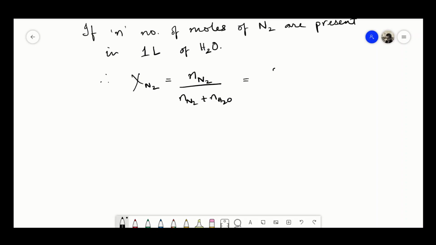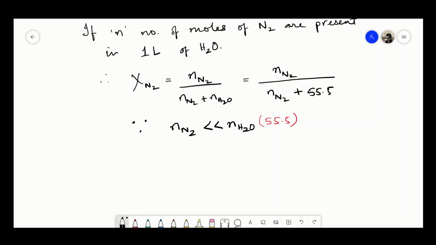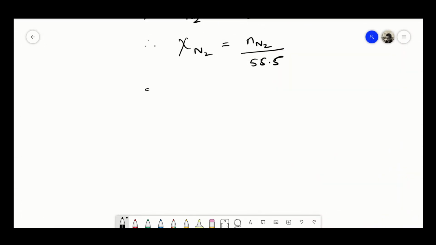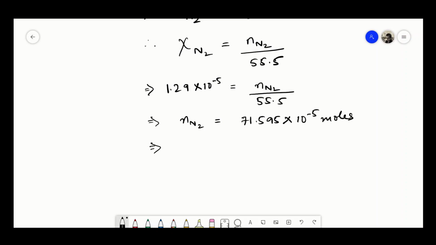moles of water. Now, the number of moles of water is equal to 55.5. I will show you later how we derive this value. It is seen that the concentration or the mole fraction of nitrogen would be very, very less compared to the mole fraction or the concentration of water in the solution. So it is assumed that the total number of moles in the solution would be equal to the total number of moles of water. Applying this in the relation for the mole fraction of nitrogen, we would neglect the number of moles of nitrogen. So by putting the values of the mole fraction of nitrogen that we have calculated earlier, we see that the number of moles of nitrogen is 0.716 millimoles.